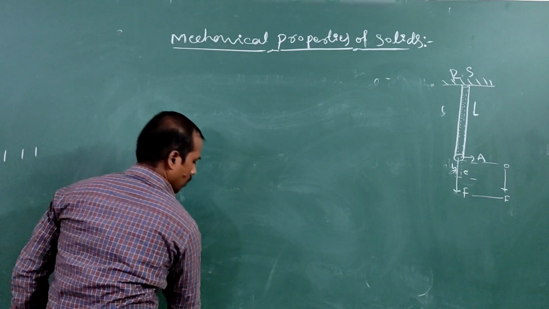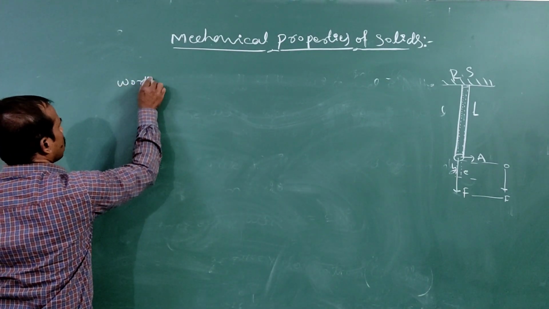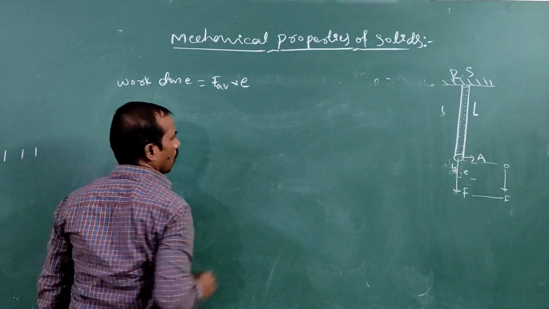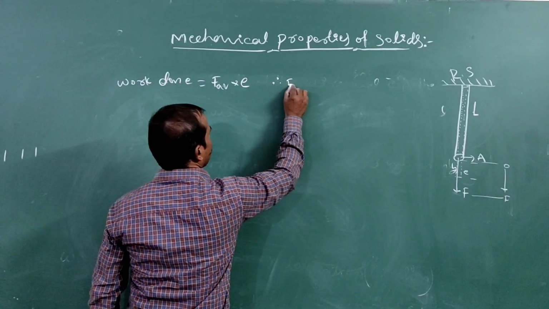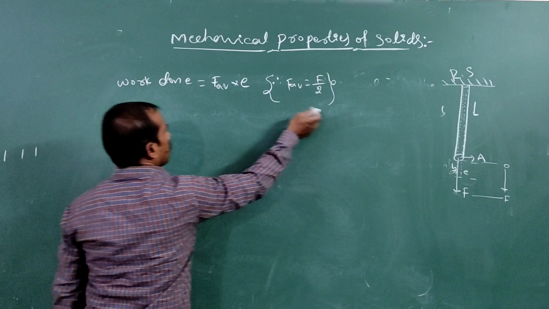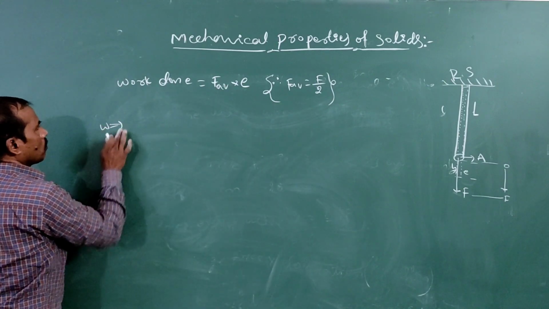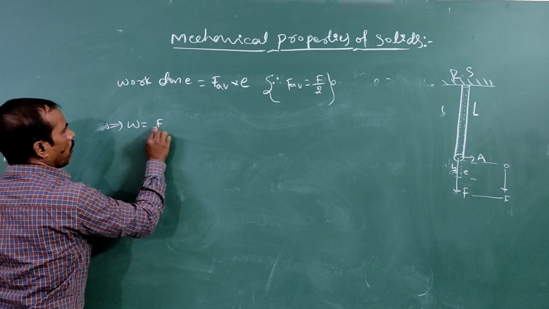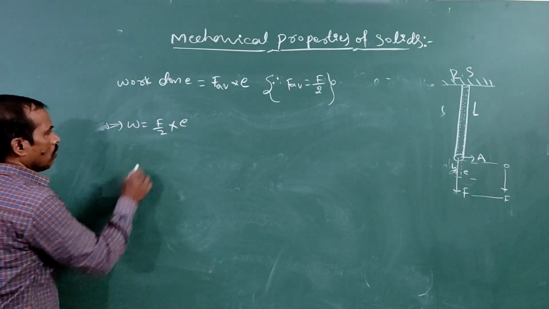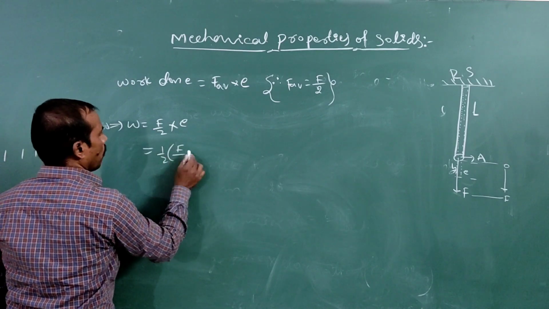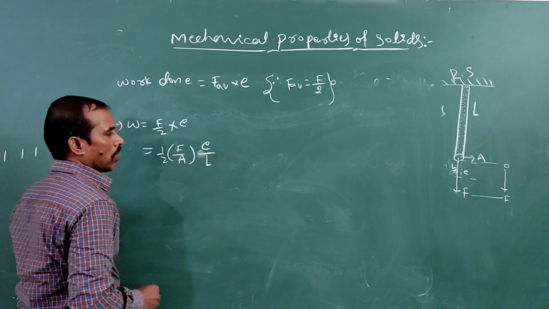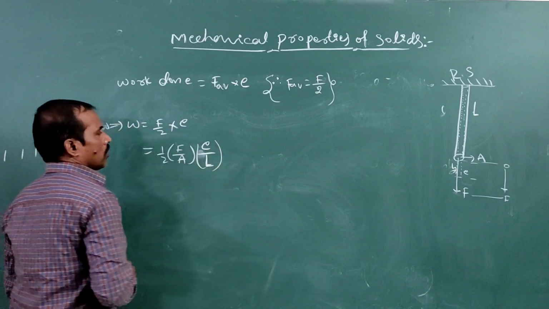Okay. Now 4 mark question here. Work done is equal to average force into elongation. Therefore here average force is equal to F by 2. Substituting, this simplifies: work is equal to F by 2 into E. E means elongation. Now this equation: 1 by 2 into F by A into E by capital L, that means into AL.